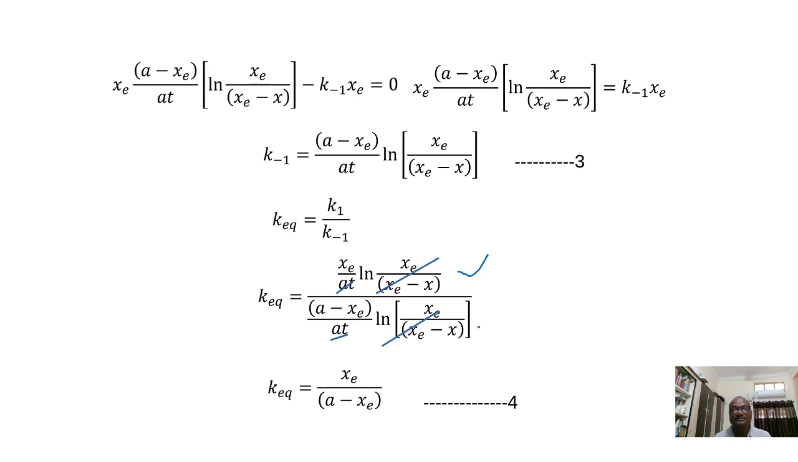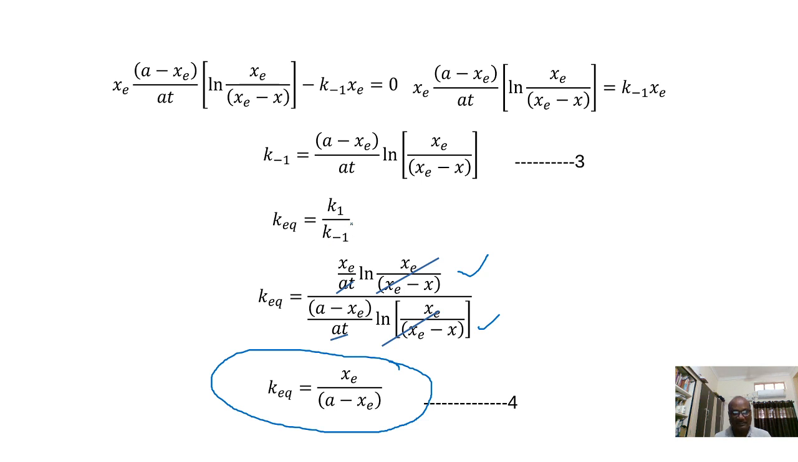We are substituting this K1 and K minus 1 in order to calculate the equilibrium constant. After substituting, these terms will get cancelled, that is log Xc by Xc minus x will get cancelled. Similarly, At and At will get cancelled. Finally, K equilibrium is equal to Xc by A minus Xc. Like that, we can calculate the equilibrium constant of a reversible reaction when equilibrium is reached. In this, A is the initial concentration of reactant, where Xc is the equilibrium concentration of product. So if we know these two values, we can calculate K equilibrium. It is calculated from this equation, K1 by K minus 1.